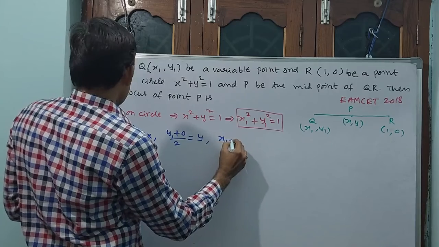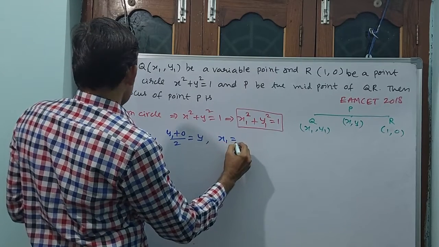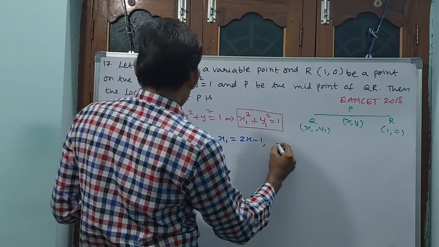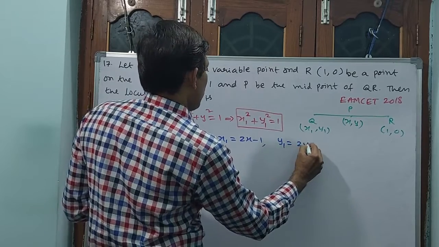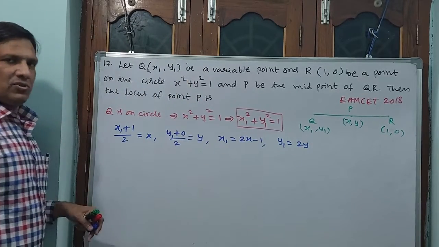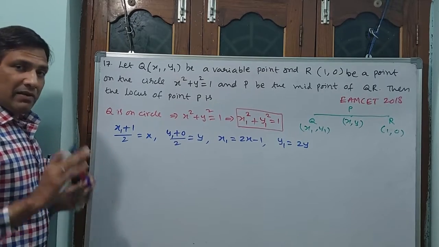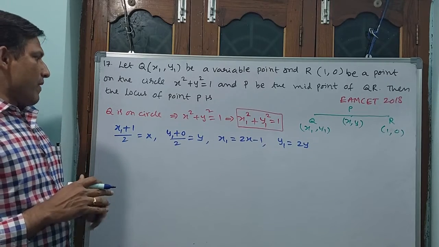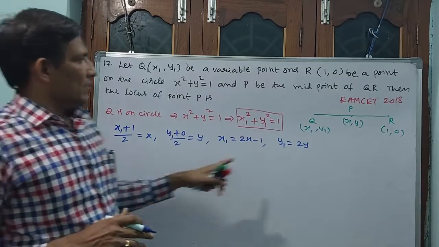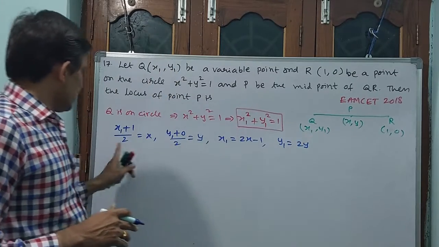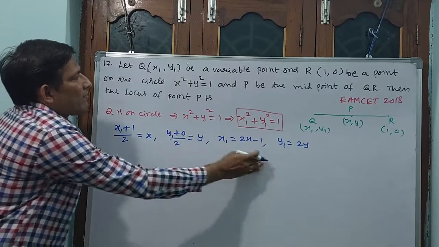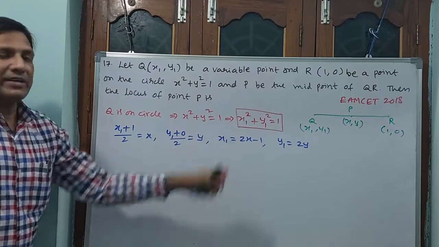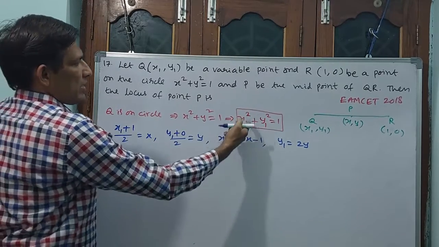See, x1 is equal to 2x minus 1, comma, y1 is equal to 2y plus 0, which is 2y only. So x1, y1, 2y has come. From the midpoint you have found the x1, y1 values, but these x1, y1 values you substitute in this. That's all, you are going to get the locus. Substitute in x1 square plus y1 square is equal to 1.